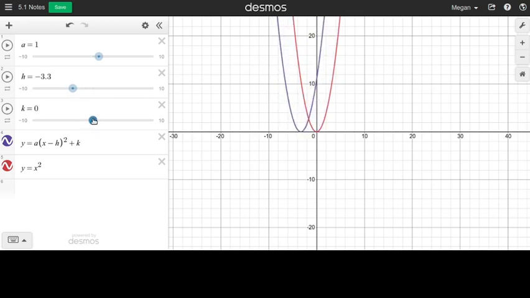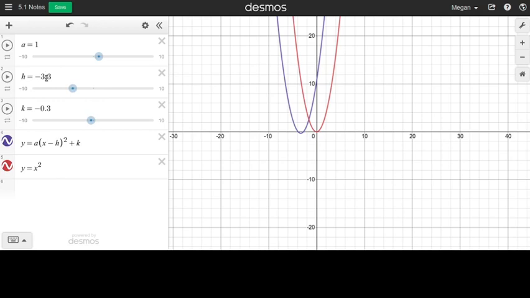Same thing when I move my k towards the right, my whole function is going to shift upward. When I move my k, make it negative, my whole function moves downward. So this works the same way as it did with our absolute values. A negative goes with the h, which means it's doing the opposite of what we think.